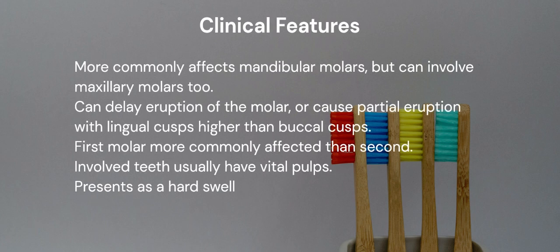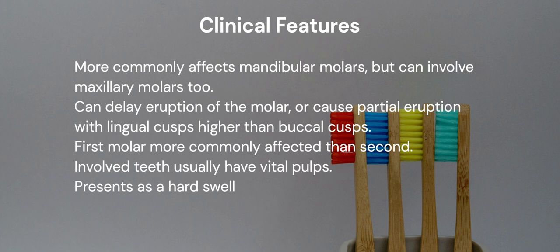Commonly, the buccal bifurcation cyst is associated with mandibular molars. They can also arise in association with maxillary molar teeth. On clinical examination, the molar may be unerupted or the tooth may be partially erupted with its lingual cusp tips abnormally protruding through the mucosa, higher than the position of the buccal cusps. The first molar is involved more frequently than the second molar, and the pulps of these teeth are vital.